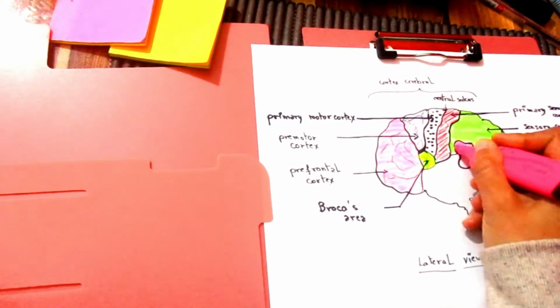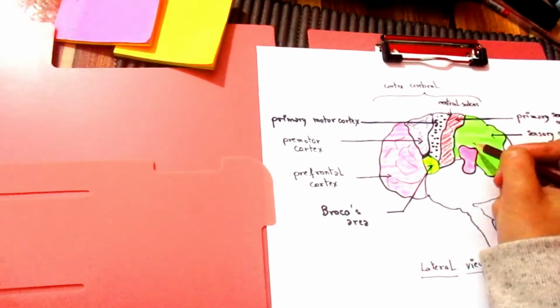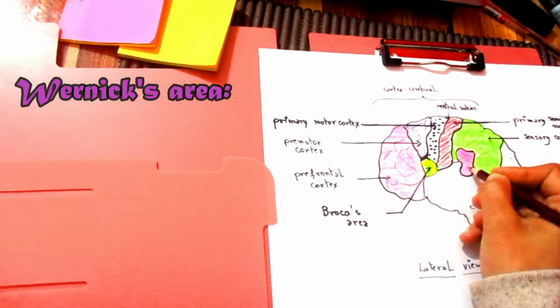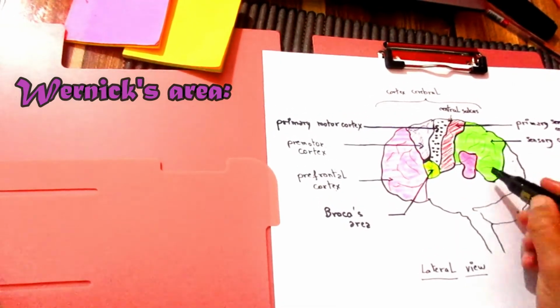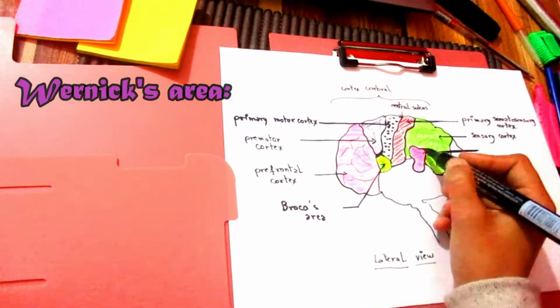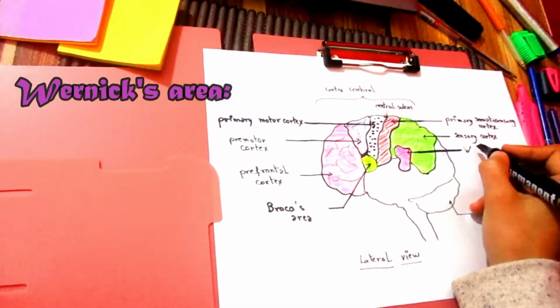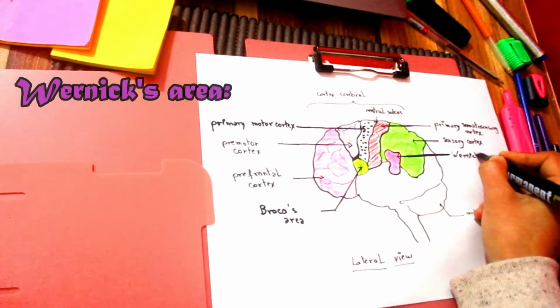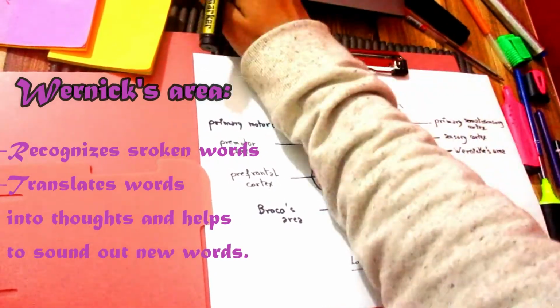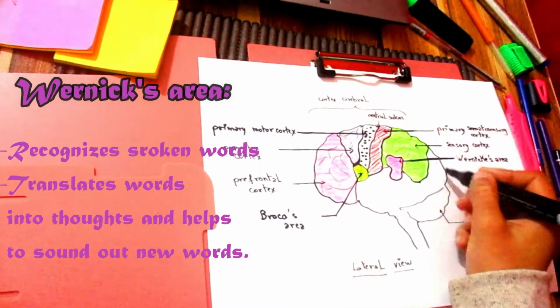And then we have here this part of brain which is called the Wernicke's area. And it is an association area located in the left temporal and parietal lobes, and it recognizes spoken words and translates words into thoughts and helps to sound out new words.